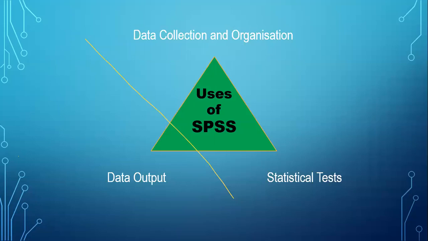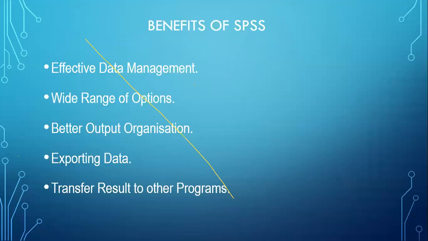Statistical tests. We all know, we have studied in the subject of research methodology, that we used to do several statistical tests like ANOVA, one-sample test, paired sample test, and so on. So different types of statistical tests can also be applied in SPSS, and we can derive the result out of it. Okay, so moving on, benefits of SPSS.